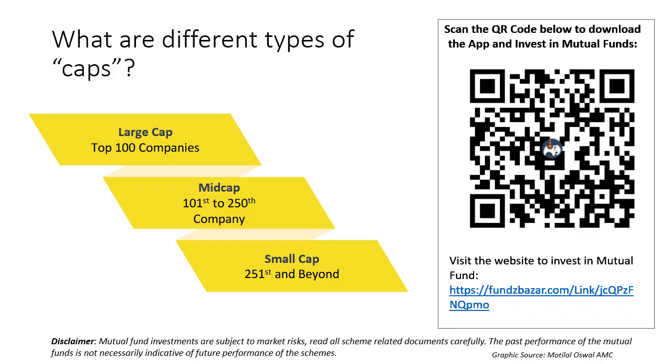This is a very, very simple framework, but it is very important that every mutual fund investor understands this framework so that you know where your money is going when you put your money into, let's say, a mid cap fund, right? When you put your money into a pure mid cap fund, the fund manager can only invest in the mid cap companies, which means companies which are ranked 101st to 250th by market capitalization. Similarly, when you put money into a pure small cap fund, the fund manager can only invest in those companies which are ranked 251st and beyond by market capitalization. Very simple framework, but it is very important to understand.